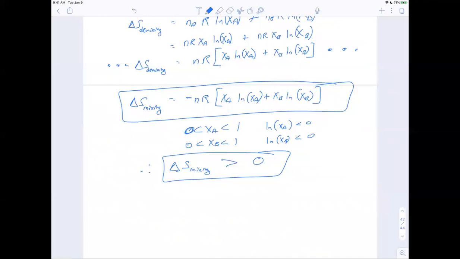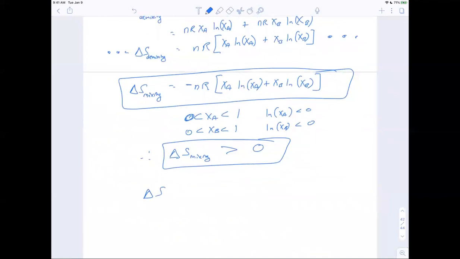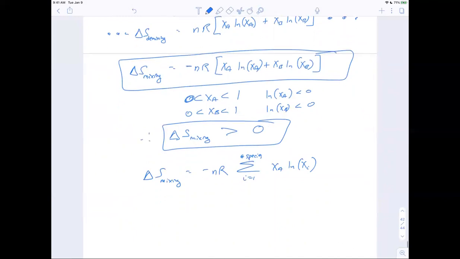So this is just a sum then. If you had many, many species in this ideal gas system, delta S mixing would just be minus NR, the sum over all species, so sum i equal to 1 to the number of species you have of ideal gases. It would just be X_i natural log X_i. It's kind of amazing, right? It's the same form. Of course, in this case, there's a delta, but we see the same form of that thing. All right, that's very cool.